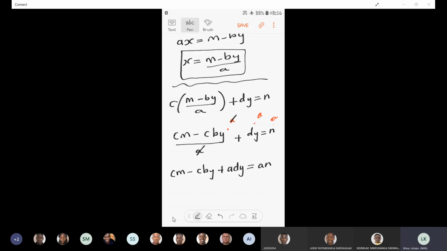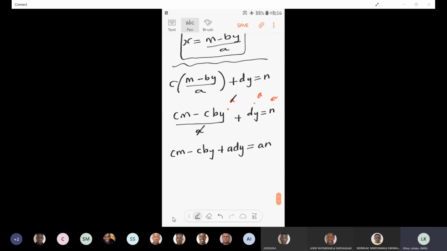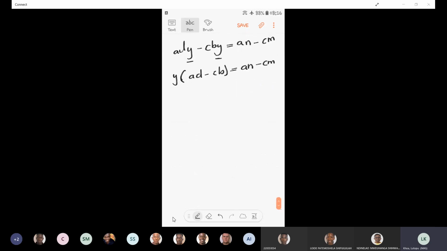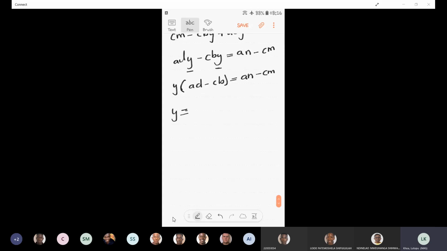Then you collect everything that has y on one side of the equal to sign, and everything that does not have y on the other side. So I will be left with ady minus cby equal to an minus cm. Here you must factorize. You can see y is a common factor. So you take the y out, and then you have (ad minus cb) equal to an minus cm. This means that y is equal to an minus cm over ad minus cb. Okay, so that is your value of y.